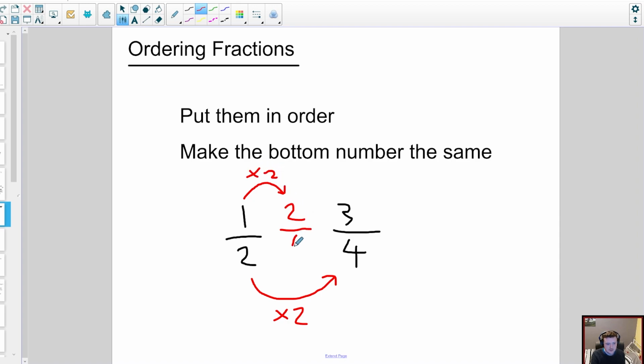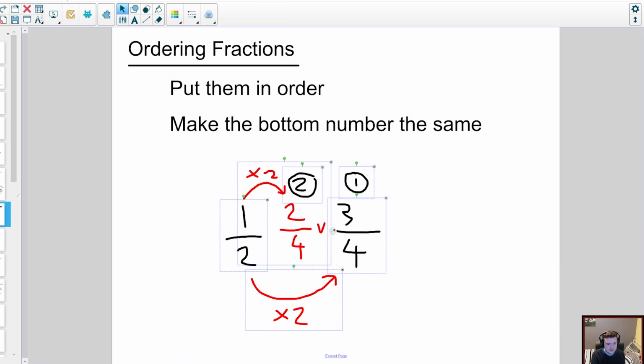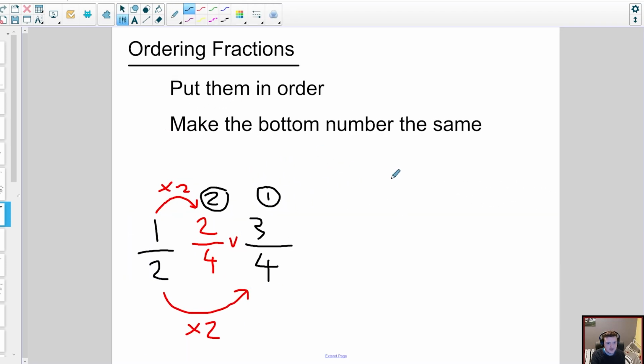And so our fraction is 2 out of 4 compared to, this is a versus sign, 3 out of 4. So if I want to put them in order of size, with the biggest first, this is going to be number 1 and this is going to be number 2. And so our answer, in order of size, would be 3/4 and then 1/2, just as an example of how we do the problem.